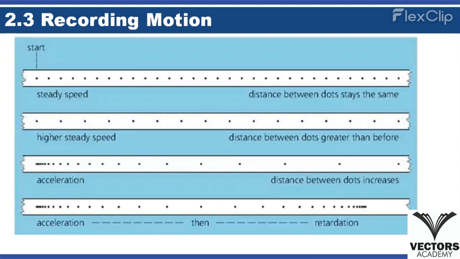If the dots have equal distance between them, we say the object is moving with a steady speed. If the distance between the dots increases, we say the object is speeding up or accelerating. If the distance between the dots decreases, we say the object is slowing down or decelerating.